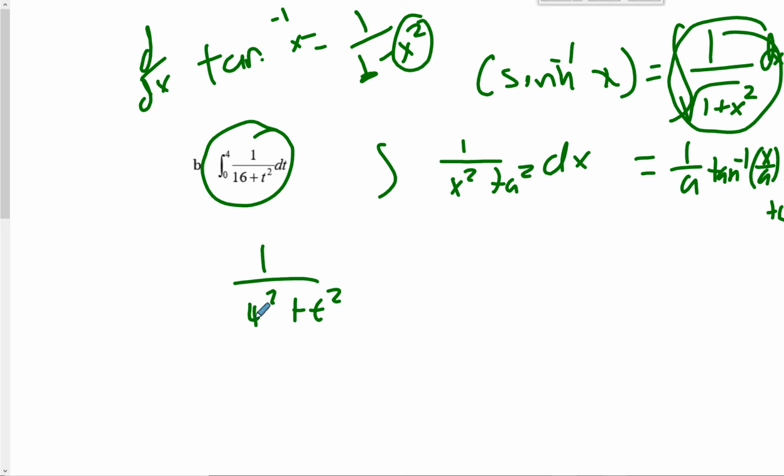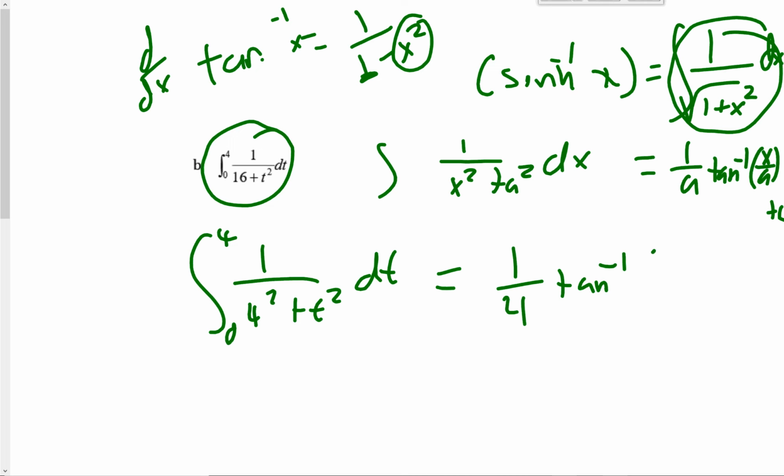So here we go. We know our a is going to be 4 and our plain x is going to be t, right? So the integral of this from 0 to 4, we're going to have to plug in 0 to 4 here, is going to be 1 over 4 tan inverse of x, which is t, over a, which is 4. And now we're going to do it from 0 to 4. So I want to plug in 4. This is where it gets tricky.